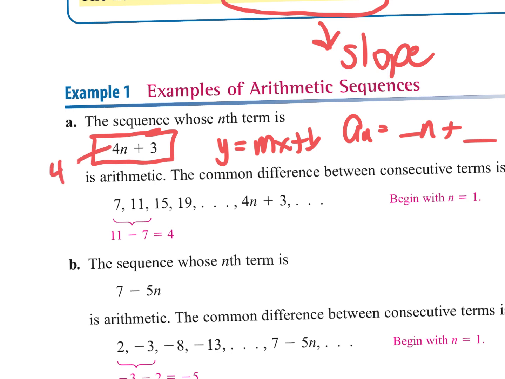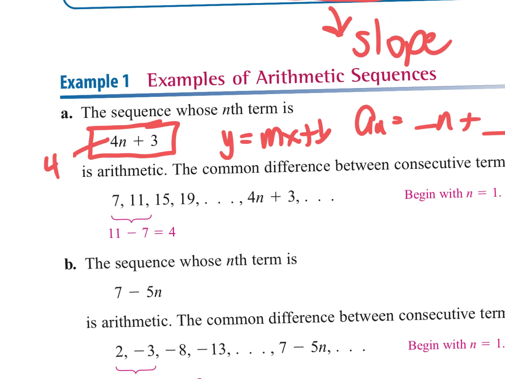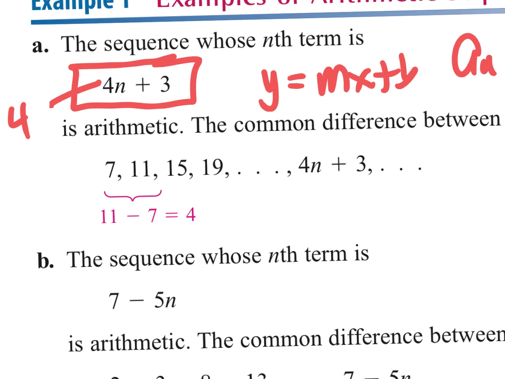What are you doing to get from one term to the next? Well, look at your sequence. From 7 to 11 is what? Plus 4. From 11 to 15? Plus 4. From 15 to 19? Plus 4. Now, I'm going to give you a formula here in a second, so you don't have to really do any thinking. But think about it this way.